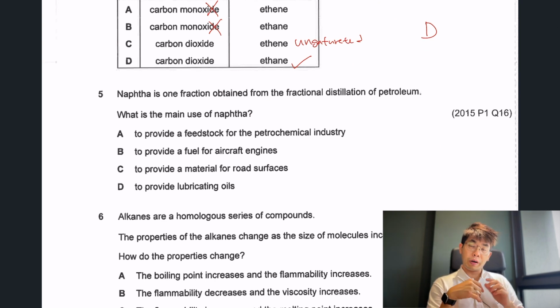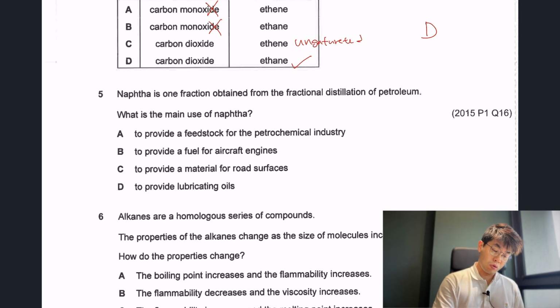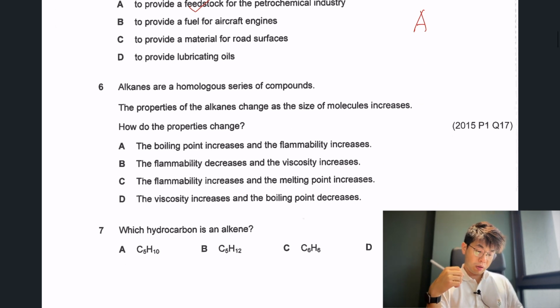Number 5. Naphtha is one fraction obtained from the fractional distillation of petroleum. What's the main use? This one you should know, it's a chemical feedstock. So the answer is A.